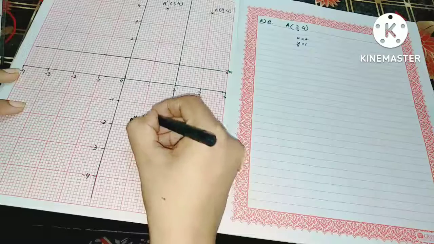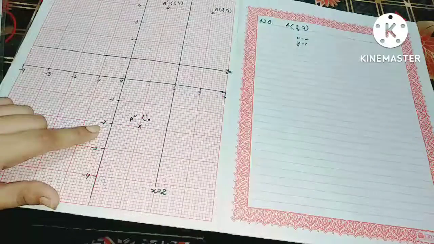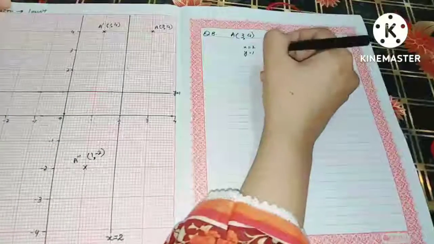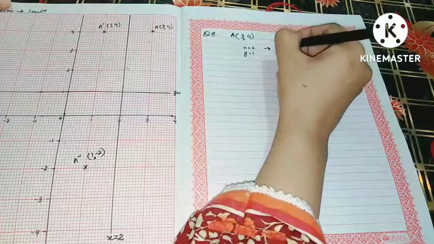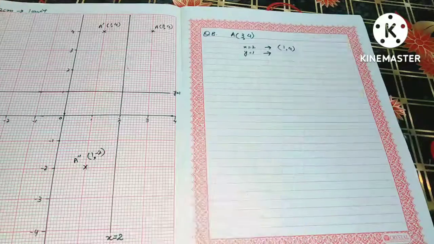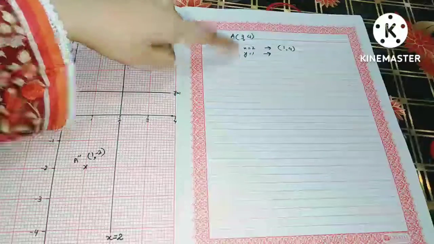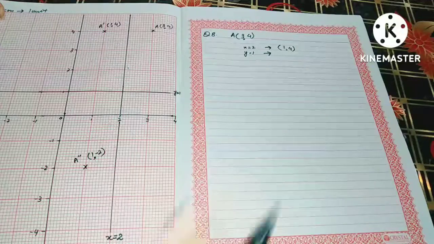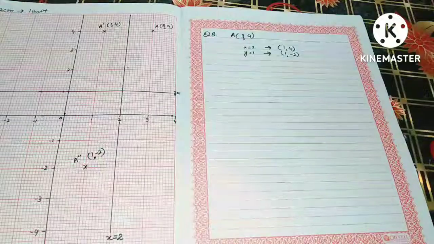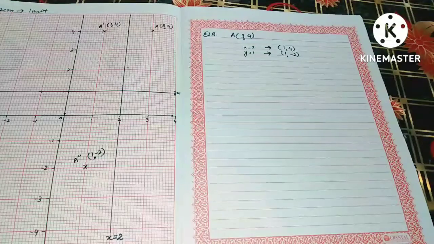And here x is 1 and y is minus 2. So when you reflect the point in the line x is equal to 2, you will get the coordinates 1, 4. And when you reflect this point in the line y is equal to 1, you will get the coordinates 1, minus 2. Okay, so this is how you have to reflect the points.